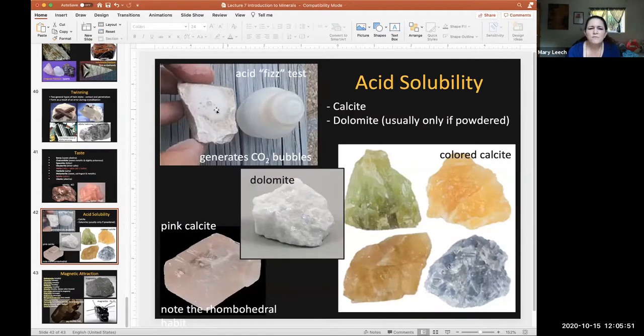Acid solubility. So the fizz test: when you put a drop or two of acid on your calcite, it should bubble up like this. Calcite doesn't always look white or colorless. It might look like all of these: pink, yellow, blue, green. Dolomite looks like this. That's the yard rock I was talking about. It sort of looks microcrystalline. It's got all these little shiny specks in it. That's not purely calcium carbonate. So you might have to scratch some off, powder it a little bit with a nail, not your fingernail, but a steel nail or a knife blade. And then you can fizz it to see.